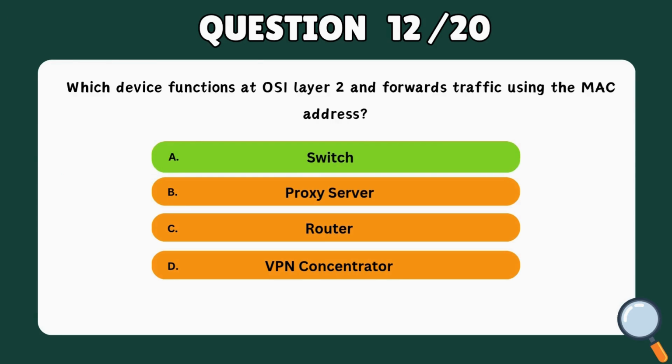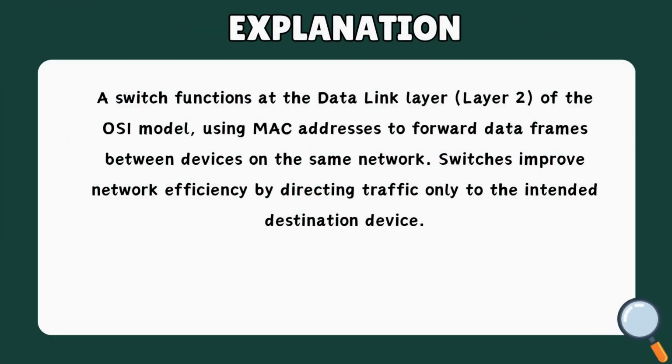Correct answer, A. Switch. A switch functions at the data link layer, layer 2, of the OSI model, using MAC addresses to forward data frames between devices on the same network. Switches improve network efficiency by directing traffic only to the intended destination device.